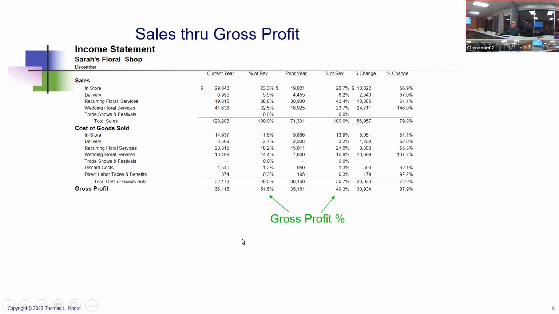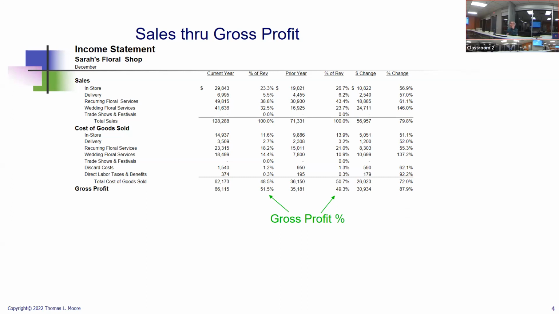Okay, the next thing I want to point out here is gross profit. So the way you calculate gross profit is you look at your current year sales or current period sales, that 128,288, and then you subtract from that your total cost of goods sold. So that's 62,173, that's your total cost of goods sold. That gives you a gross profit of $66,115.